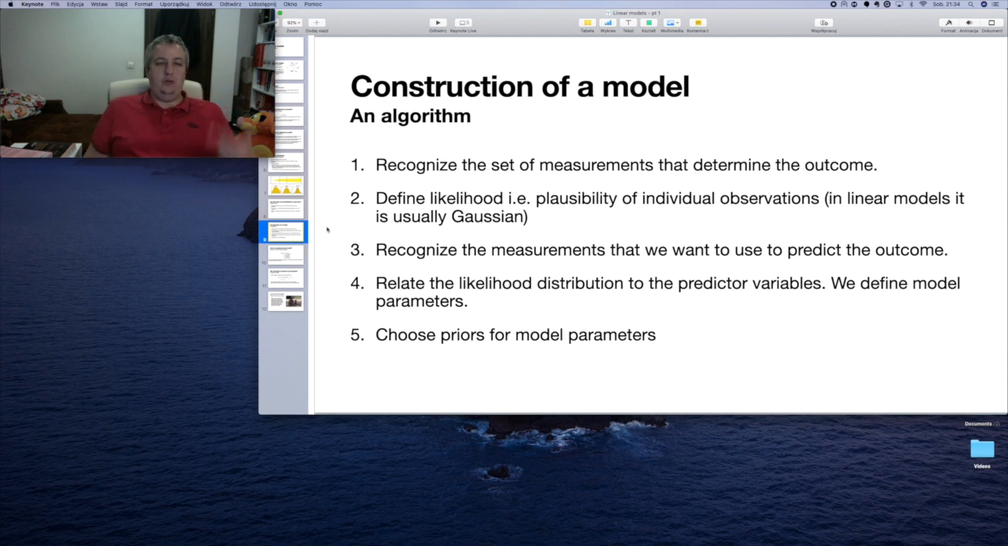Then you need to find some way of relating the likelihood distribution to the predictor variables, and this will be our actual model creation, so how we get that consistency. Through that we'll define the model parameters, for which we'll then choose priors. Having such a model with likelihood, priors, and the structure, we'll be able to infer the parameter values.